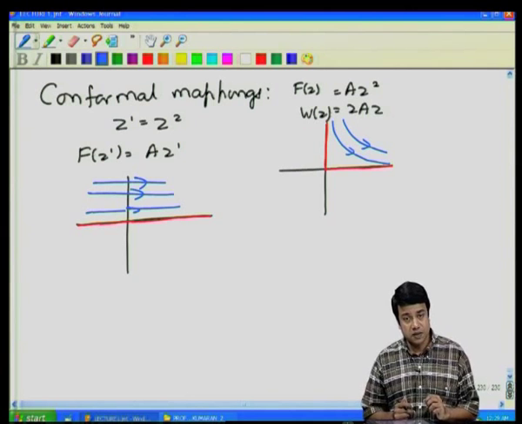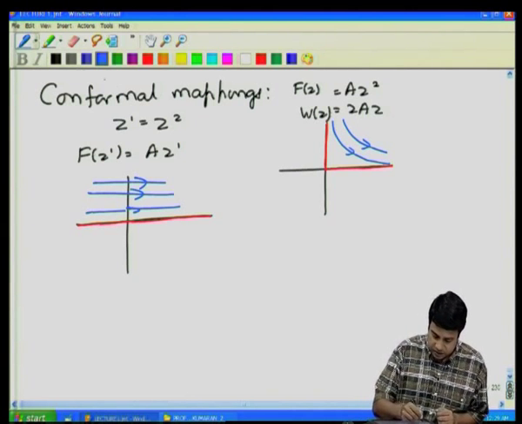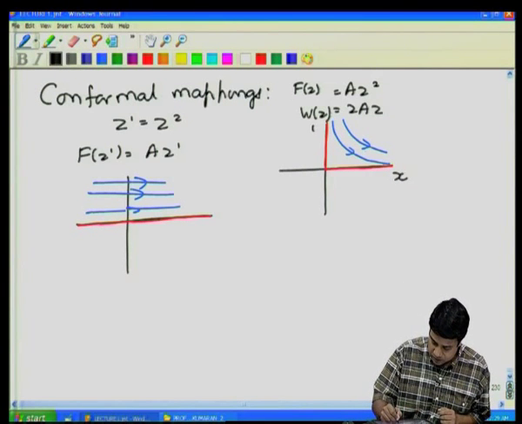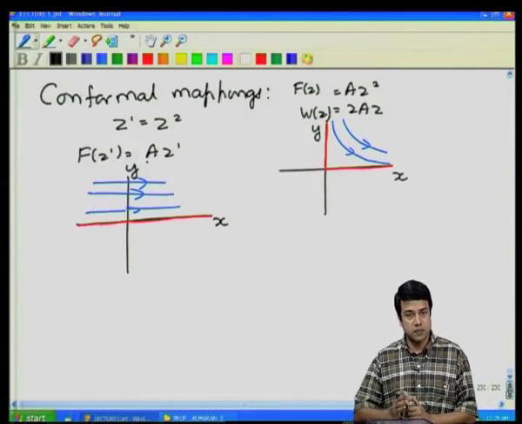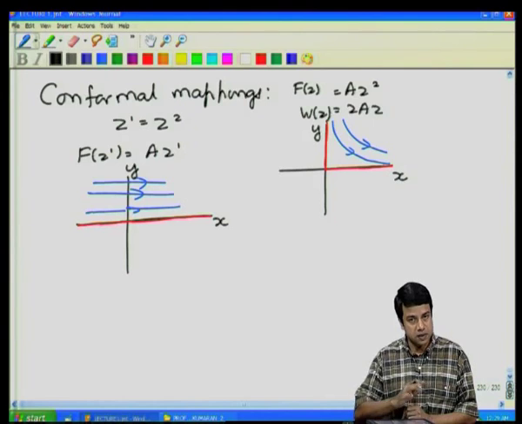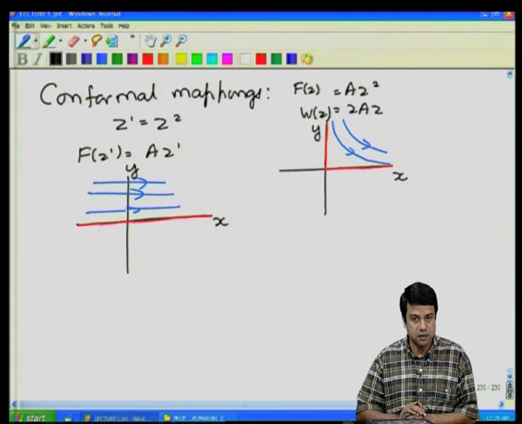So, this of course, is a much simpler flow. Let me just put my axis here, x and y. It is just a straight line, a constant velocity everywhere. So, what I have done, by my change of variables, is transform the flow in a corner to a constant flow.